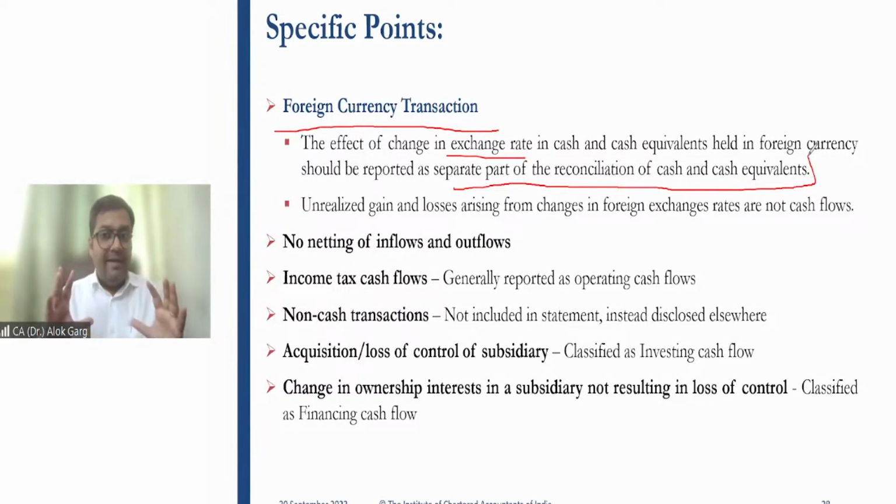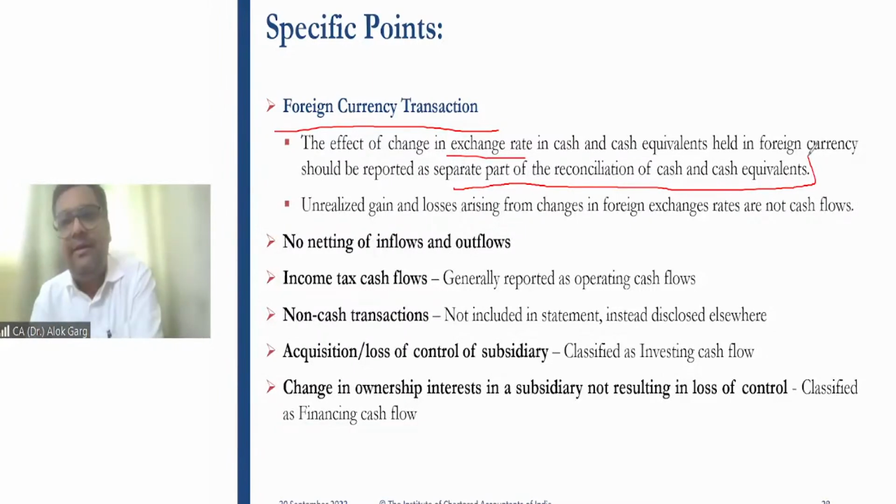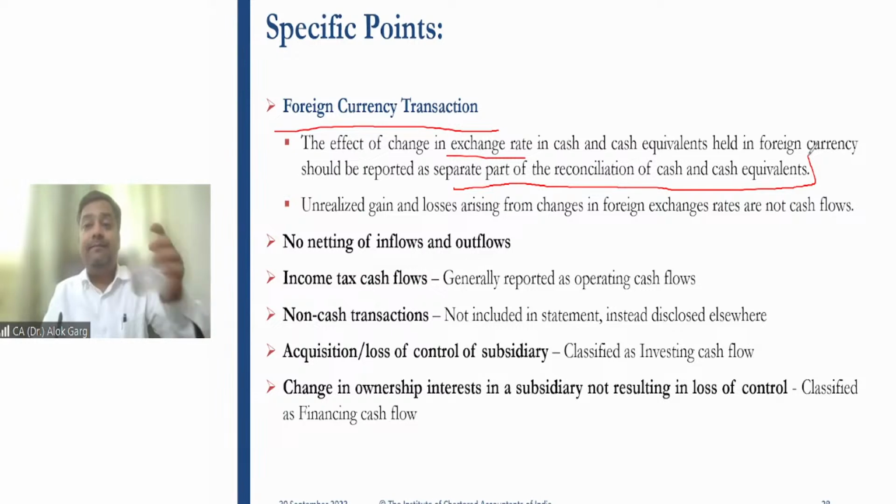But do you find any actual movement in the cash and cash equivalent? It was $1,000 in the opening and it is $1,000 in the closing. Have you found any actual movement in the cash and cash equivalent? Answer is no. It was $1,000 in the opening, it is $1,000 in the closing. But in terms of INR numbers, there is a movement of 10,000 rupees.